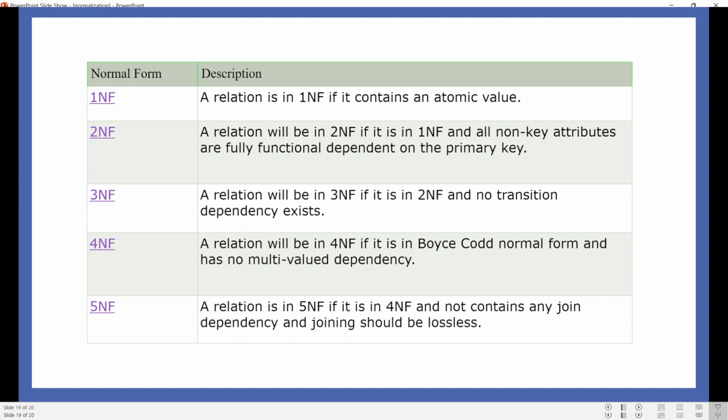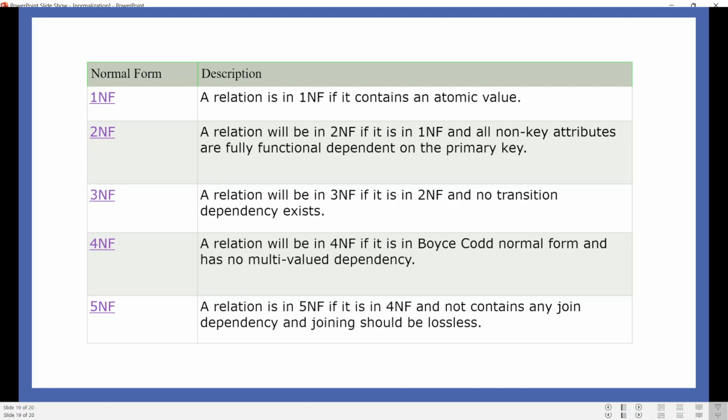In first normal form, a relation is in first normal form if it contains atomic values. Atomic value means there are no multiple values; it should be atomic in nature. For second normal form, the first condition is that the relation should be in first normal form, and the second is that all non-key attributes are fully functionally dependent on the primary key. Now you know what a functional dependency is, which I just mentioned.